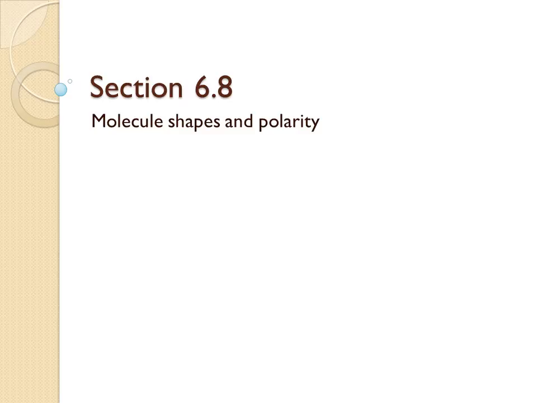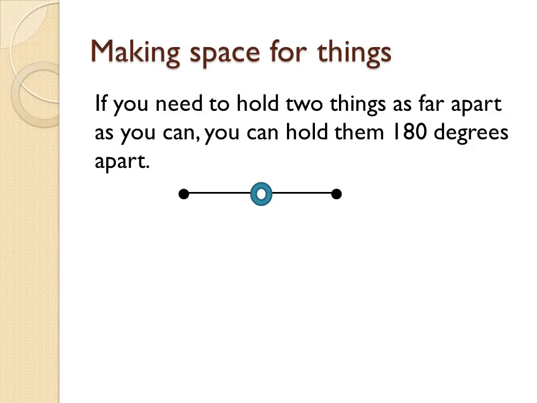This is a video on section 6.8 in the textbook about molecule shapes and polarity. So the molecule shape is determined by how many things the central atom needs to make space for.